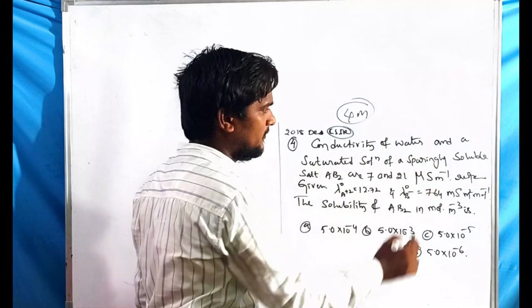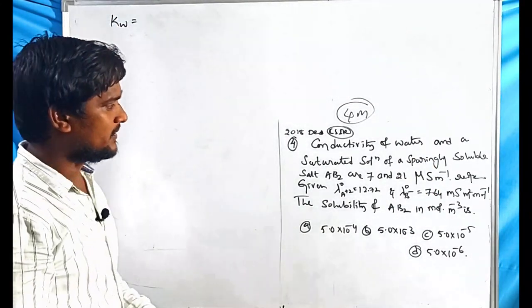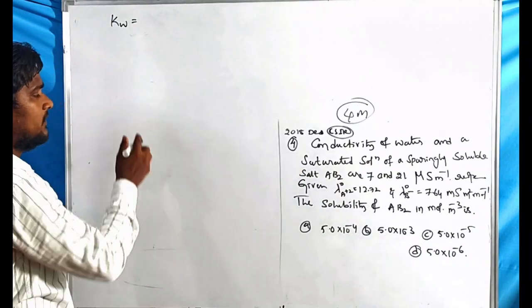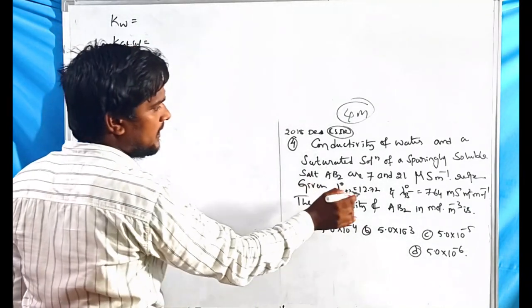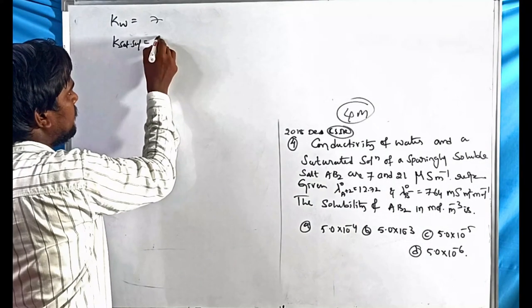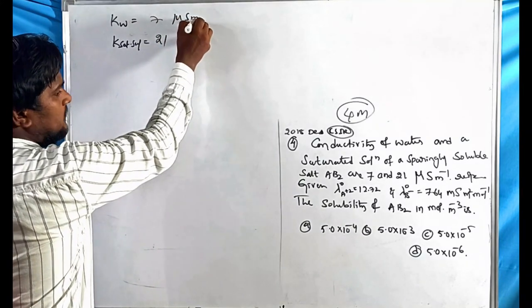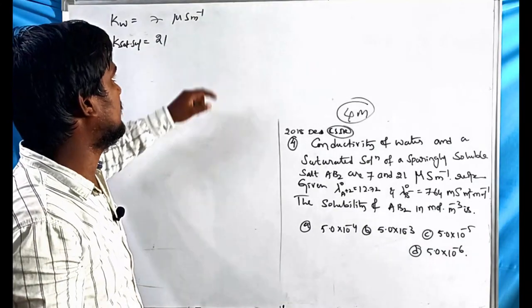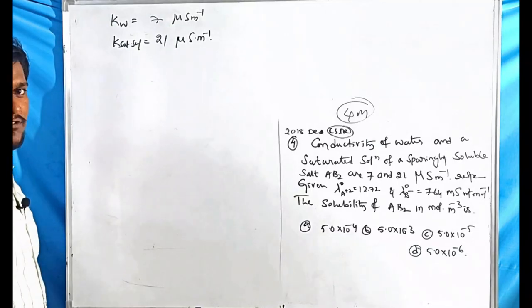They have given the conductivity of water, and the conductivity of the saturated solution of the salt, as 7 and 21, in the particular units of mu Siemens per meter. These are the values.